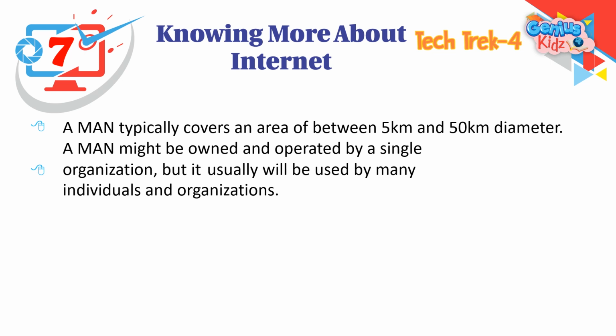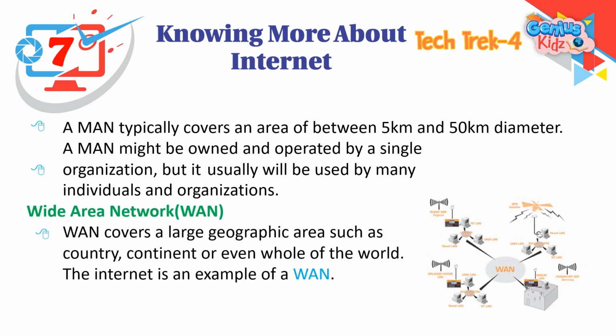A MAN might be owned and operated by a single organization, but it usually will be used by many individuals and organizations. Wide Area Network, WAN. WAN covers a large geographic area such as country, continent, or even whole of the world. The Internet is an example of a WAN.